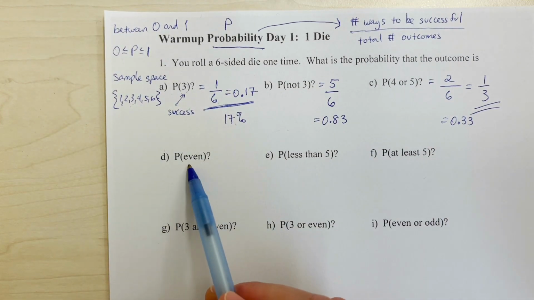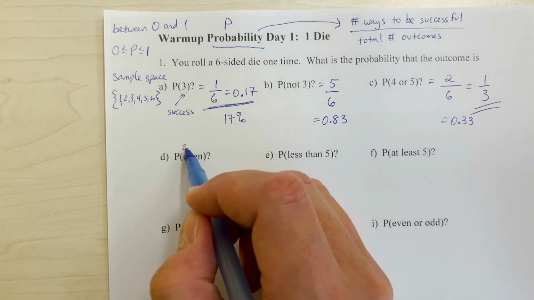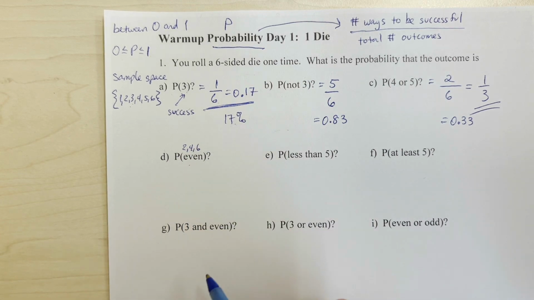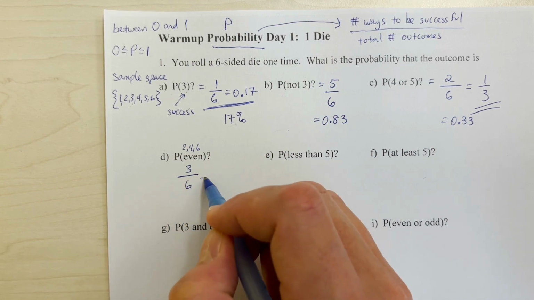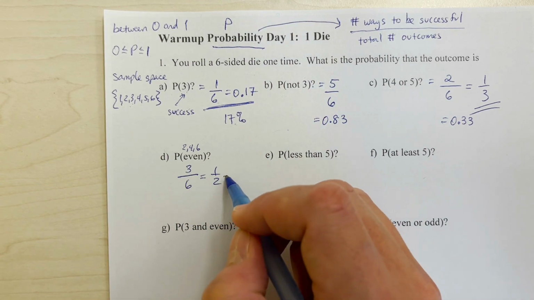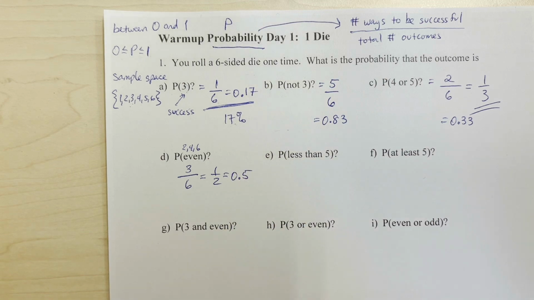What's the probability that we get an even number? Now this is where I start writing down, okay, what's a success? Even would be 2, 4, 6. There are 3 ways to be successful out of 6, which reduces to 1/2 or 0.5.